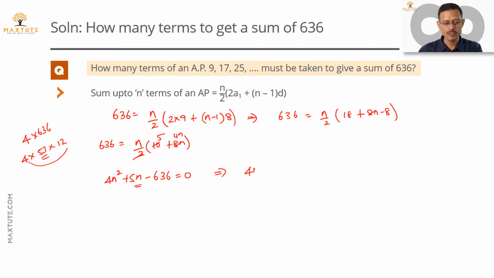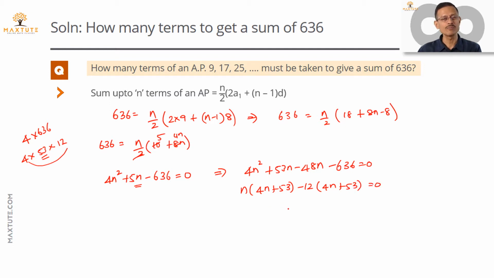So how does this factorize? This basically factorizes as 4n square plus 53n minus 48n, where 53 into 48 is nothing but 4 into 636, minus 636 equals 0. Take n common from the first 2 terms: n into 4n plus 53. Take a 12 common from the third and the fourth term: minus 12 into 4n plus 53 equals 0. From this moment, the factorization becomes easy. Once you know how to break it, then it's very simple. So 4n plus 53 into n minus 12 is equal to 0, translating to the fact that n is equal to minus 53 by 4, or n is equal to 12.